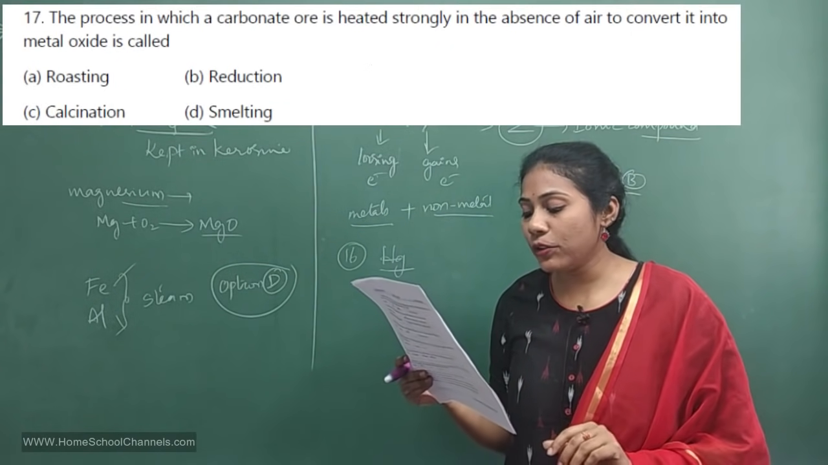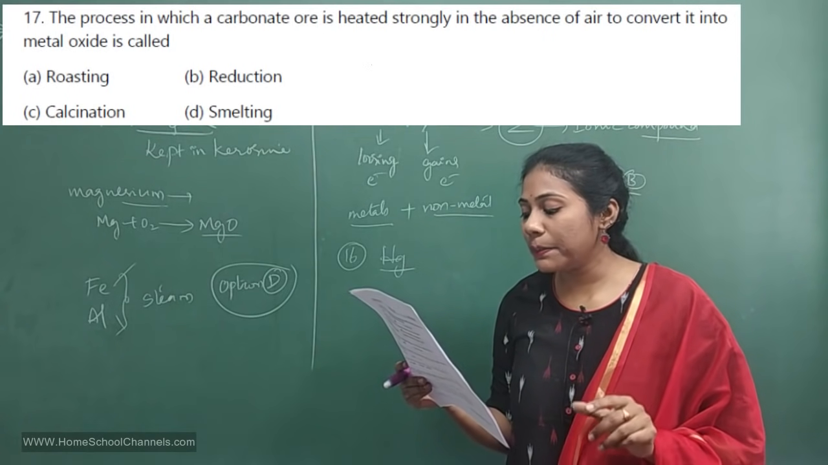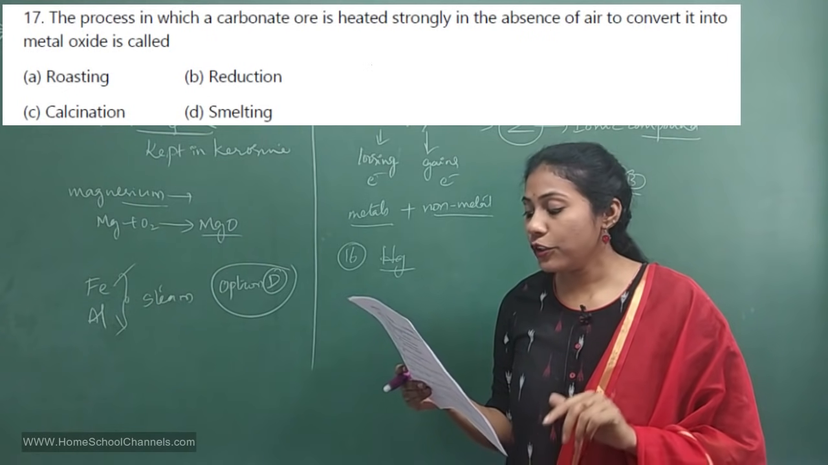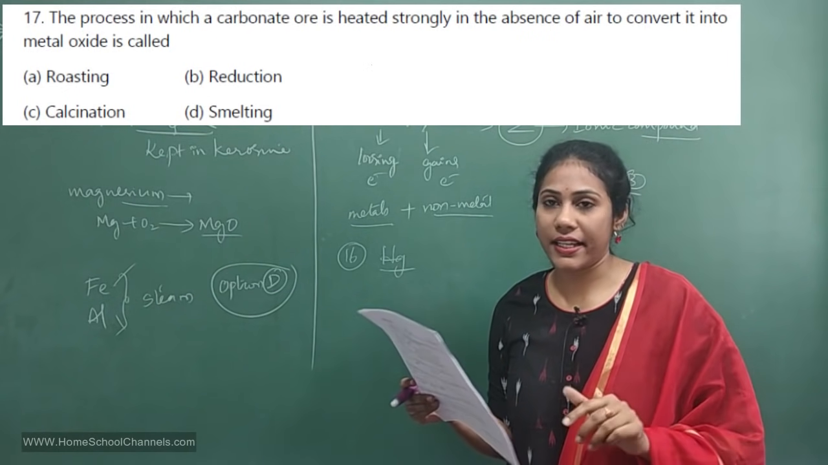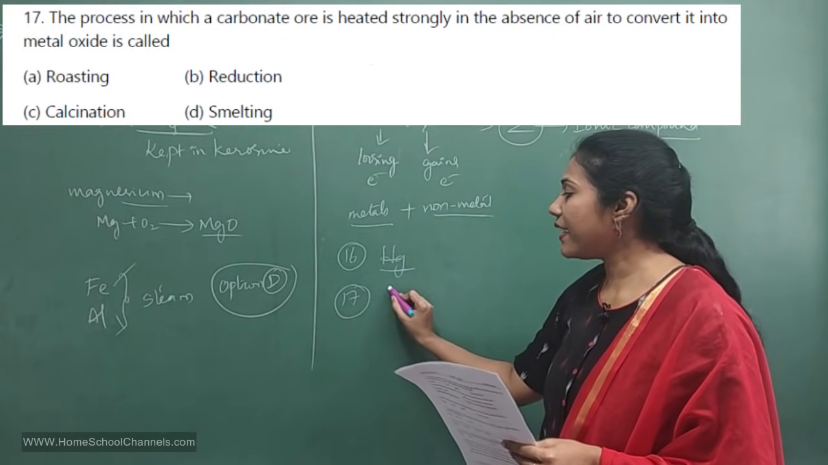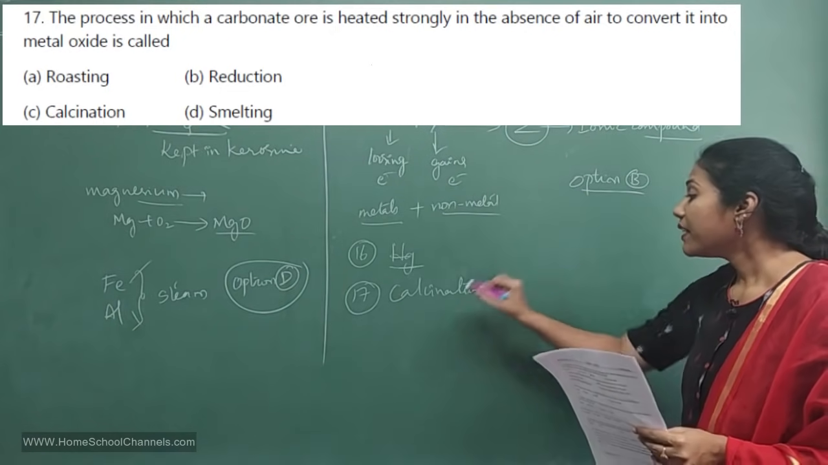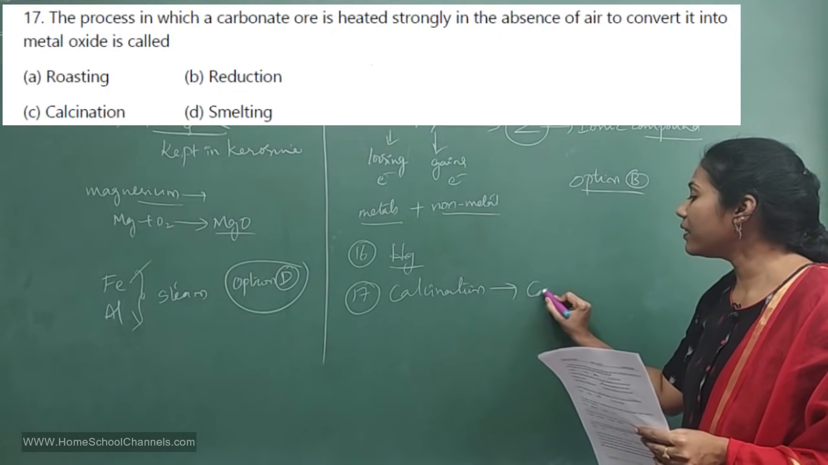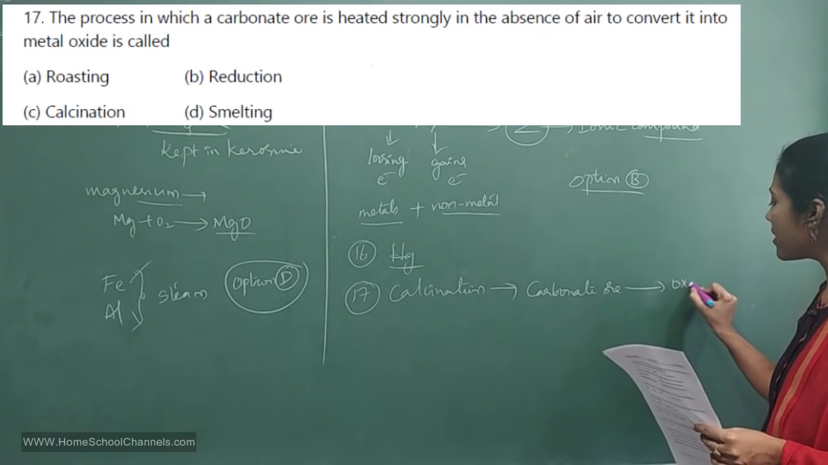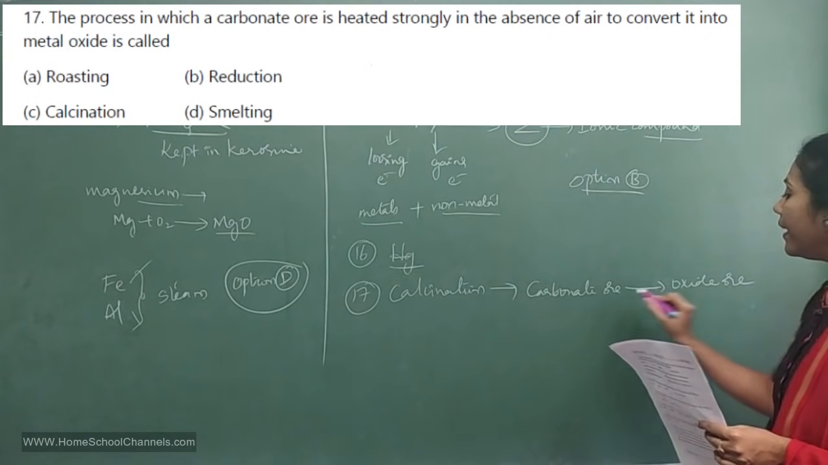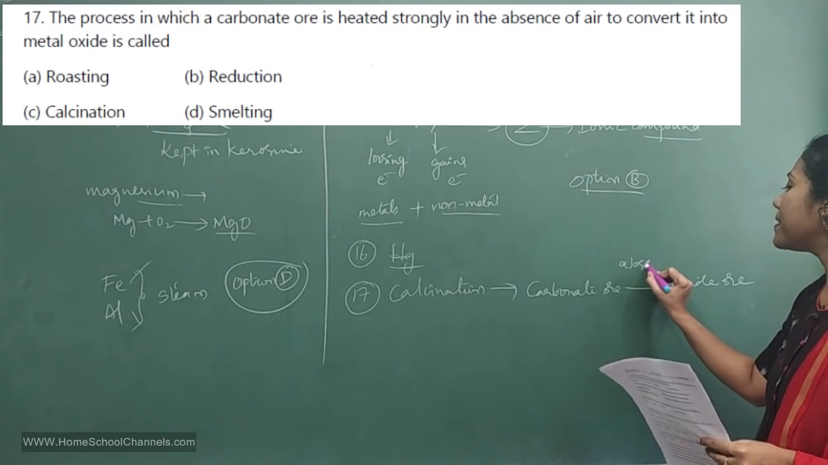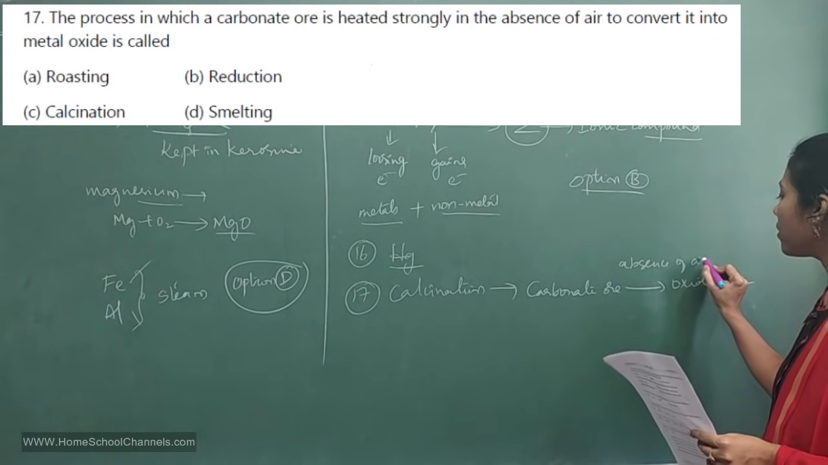Fine. 17th question. The process in which a carbonate ore is heated strongly in the absence of air to convert it into metal oxide is called, right? What do we call it? Very famous definition that we studied: calcination. Here in calcination, we convert carbonate ore into oxide ore, and we heat this carbonate ore in the absence of air or oxygen.